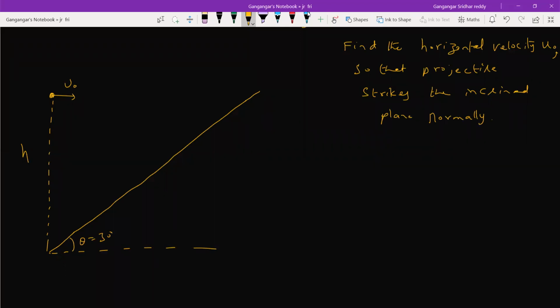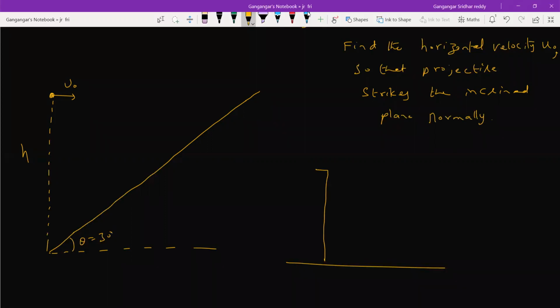h is given for us, theta is the angle of inclination, given. So find the horizontal velocity u naught so that the projectile strikes the inclined plane normally. So what is the value of u naught in terms of h? Now look at the point of projection. It is not on the inclined plane. The point of striking is on the inclined plane. Okay, draw the trajectory.